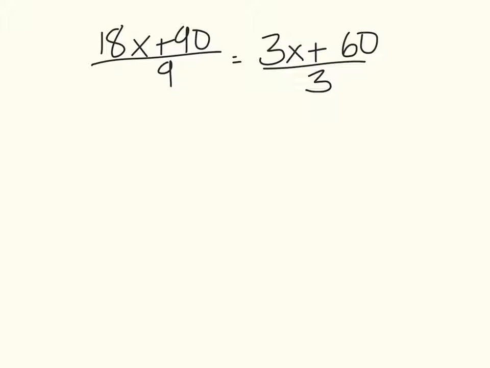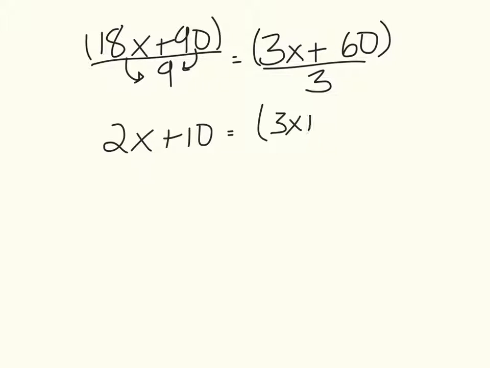All right, try this problem. Hit pause and then hit play when you're ready to check your answer. So, all fractions have groupings on top, which means this part on the left says the group 18x plus 90 divided by 9. So I can distribute my divide, and I get 18x divided by 9, which is 2x, 90 divided by 9, which is 10. And then, of course, I can just rewrite the rest of the problem.